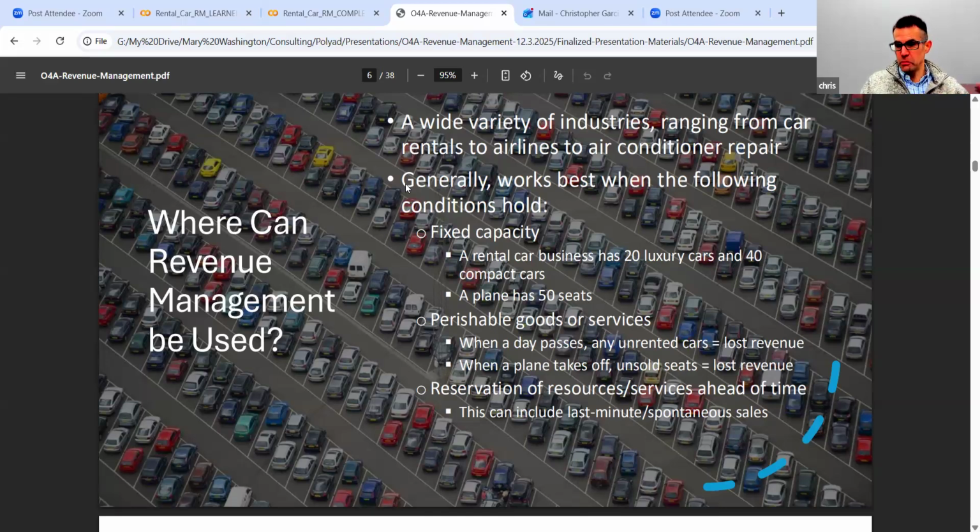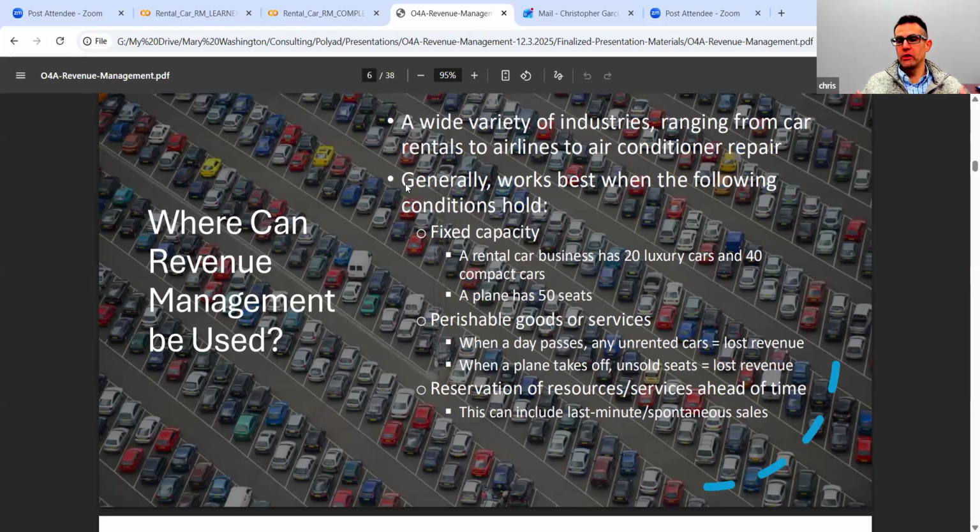They can never recoup that specific revenue again. So you have this notion of perishable goods or services. And similarly, there's the reservation of resources or services ahead of time. Now, of course, this doesn't preclude last minute spontaneous sales. So in the rental car industry, walk-ups are very common. It's just part of what you plan for.